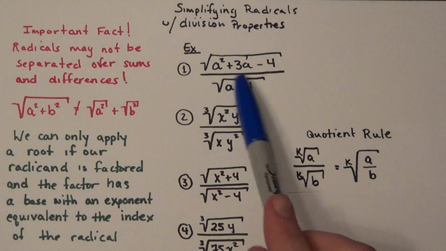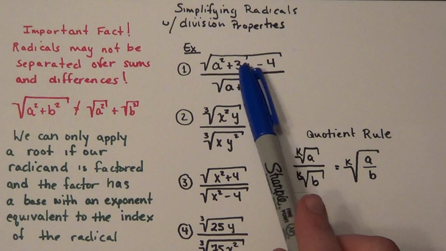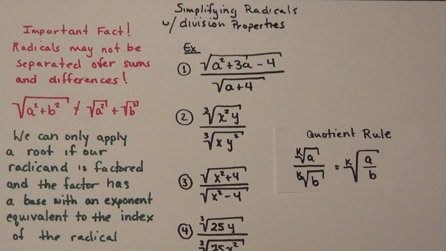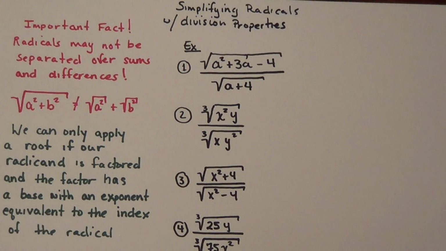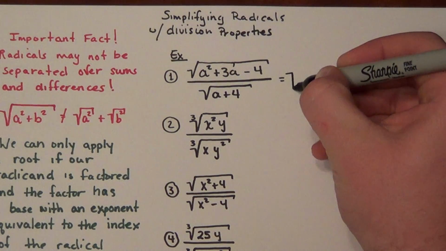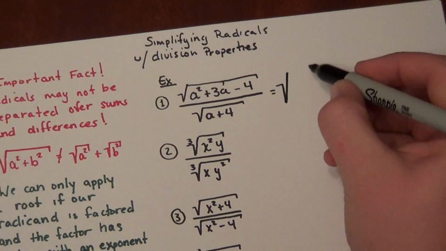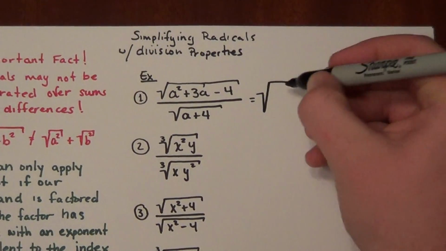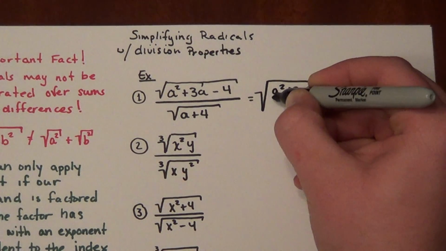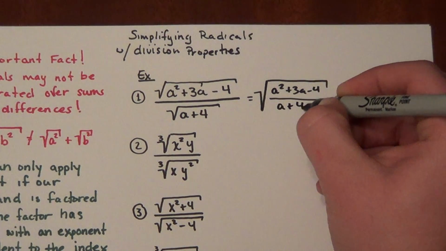So what I'm hoping is that when I factor this quadratic up here, they have a common factor of a plus 4, because if not, then I'm going to have a very messy problem. So, for our sake, I'm just hoping that it works. So here we go. What I'm going to do is utilize the quotient rule where I'm going to say, okay, let's write this all under one big roof. So here we go, where I have a squared plus 3a minus 4 all divided by a plus 4.